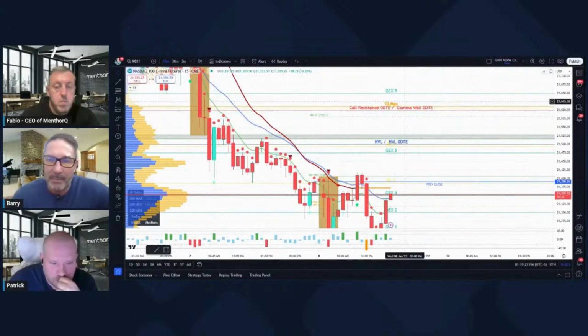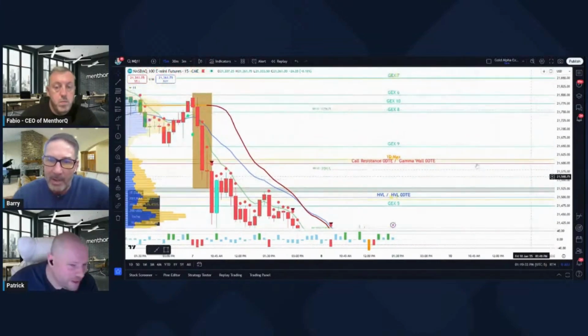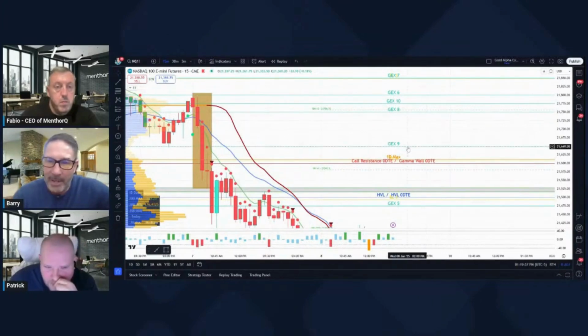So I'd have a stop probably somewhere around here, because if it breaks through here, it's probably going to GEX9, and you know how when the call resistance is broken, you have beautiful trades to the next levels.